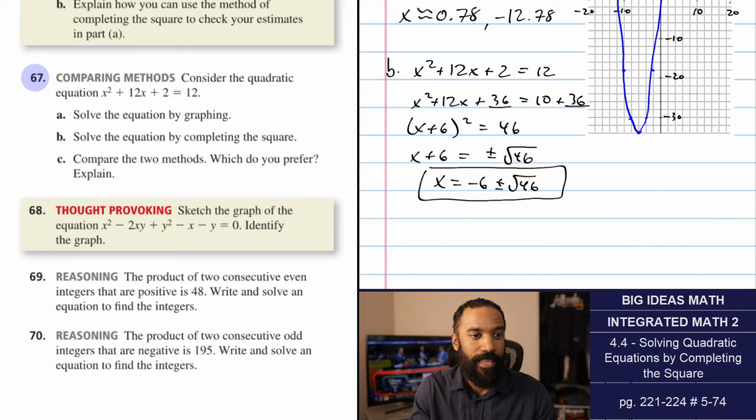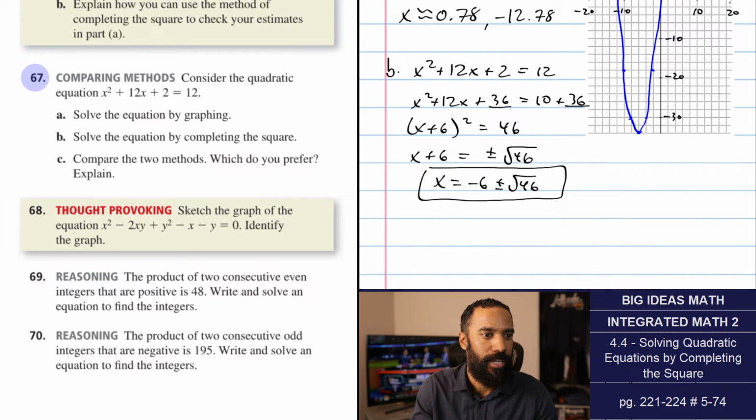What do you think negative 6 plus the square root of 46 is? Hold on, let's clear that. Hey guys, what do you think negative 6 plus the square root of 46 is? And what do you think negative 6 minus the square root of 46 is? Well, let me first get them set up, and then I'll show you. So, what are they? 0.78 and negative 12.78. That's what we got before.